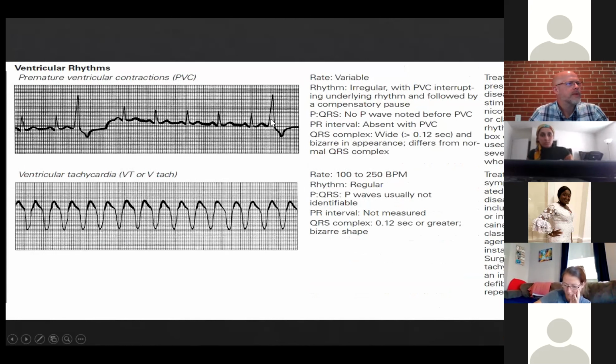Here's an example of a PVC. What is a PVC often termed? What do we call that in the regular public? So somebody here has probably had PVCs before. Anybody heard about heart palpitations? Yeah, palpitations. Yeah.